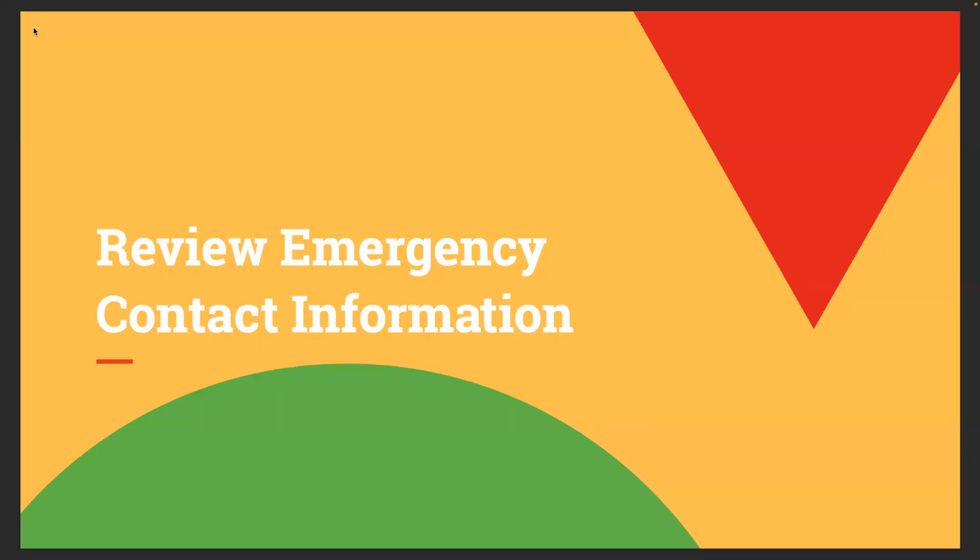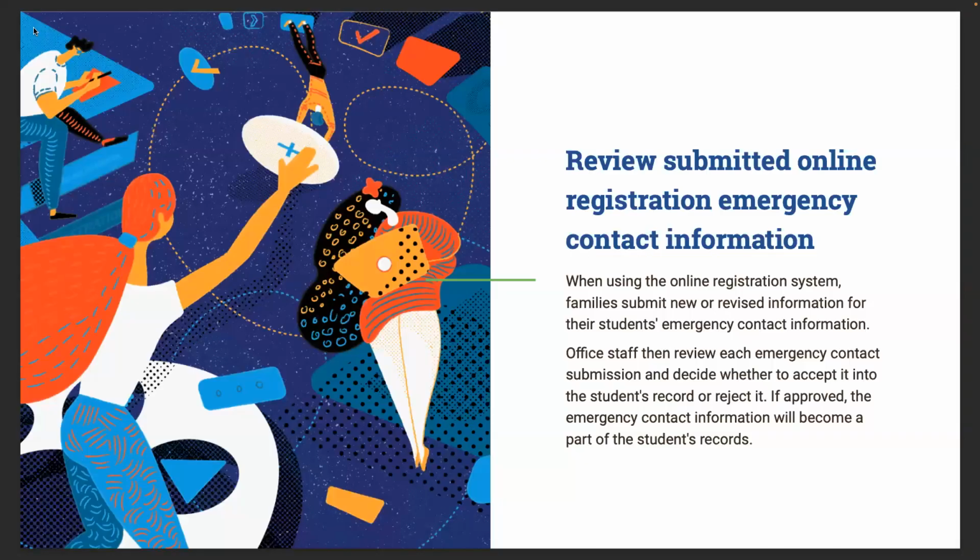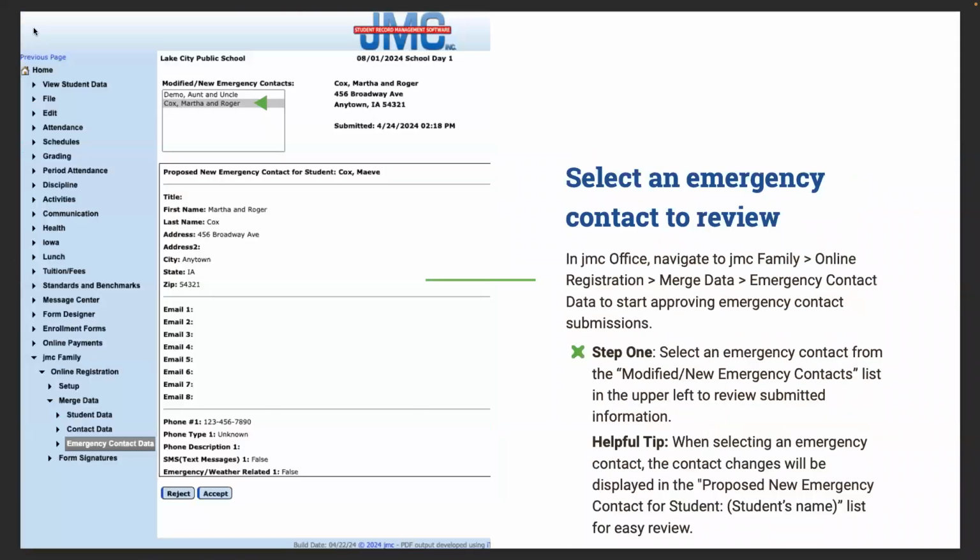Then we're going to take a look at reviewing emergency contact information. When using the online registration system, families can submit new or revised information for their students' emergency contacts. Office staff can then review each emergency contact submission and decide whether to accept it into the student's record or reject it. If approved, the emergency contact information will become a part of the student's records.